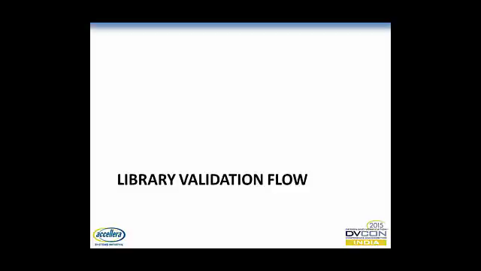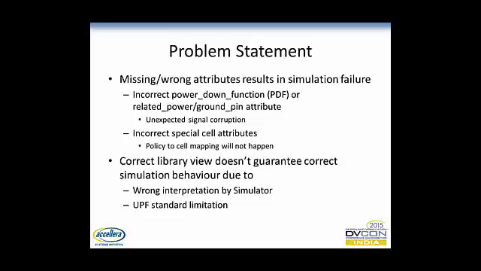And then the final topic is the library validation flow. I think we have discussed all these enhancements. But if modeling like power down function and related power and ground attributes is not done properly, you can have unexpected signal corruption, or some flows assume things based on the cell attributes. If those attributes are not defined correctly, policy to cell mapping will not happen, and this could lead to wrong interpretation by the simulators, or sometimes the UPF standard limitation doesn't allow you to model the correct cells. So all this needs to be verified at the IP level.